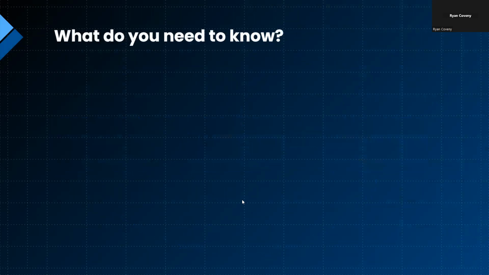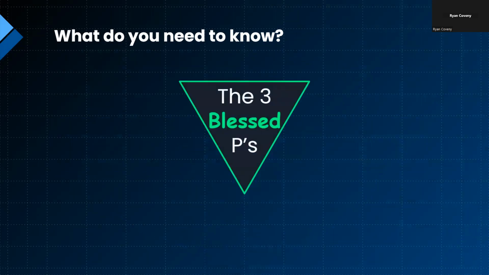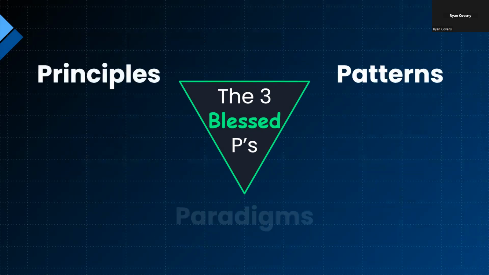So the software design stuff sounds pretty nice. What do you have to know in order to do it? Well, we had our 3 evil C's at the start, which talked about the things that ruin your life as a software developer. Now let me tell you about the 3 blessed P's. These are 3 elements of software design that will really help you learn more. So basically principles, patterns, and paradigms.